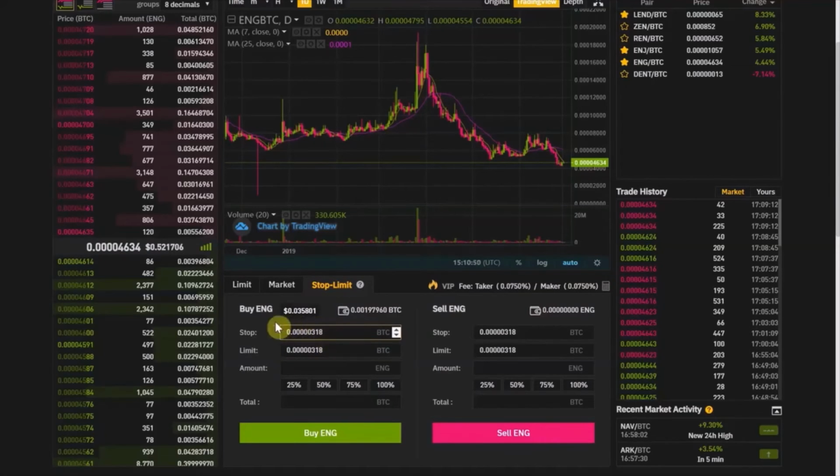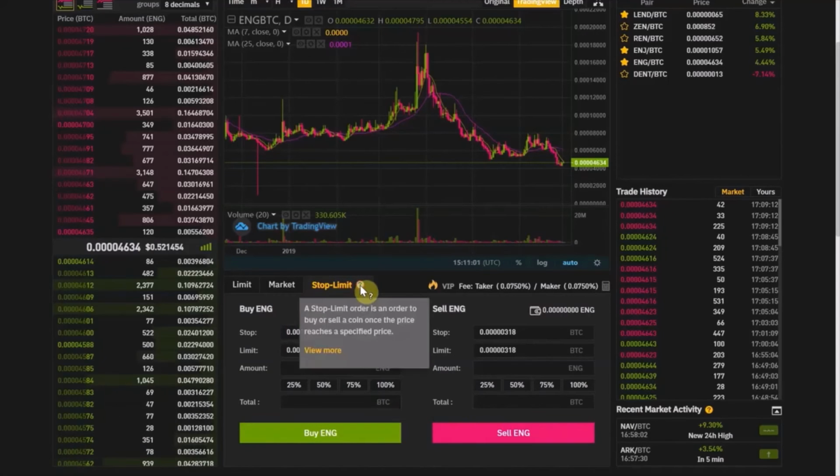I mean, it doesn't really mean the same thing. With the stop limit order, you have to choose a stop price. Here's some help: a stop limit order is an order to buy or sell a coin once the price reaches a specified price. They don't use the word stop or limit, but okay.